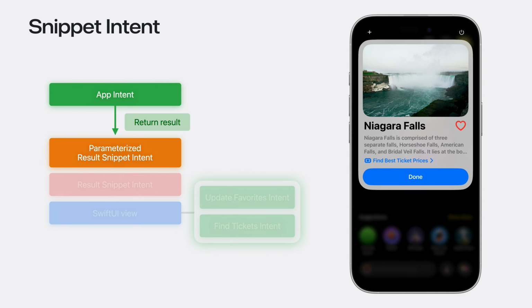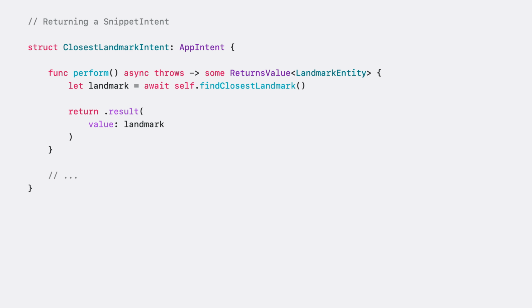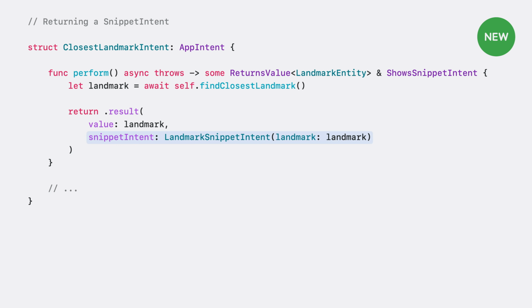Let's implement returning a snippet intent. First, I take the existing intent and add shows snippet intent to its return type. Then, provide the snippet intent using the new parameter on the result method. This tells the system to populate the parameter with the given landmark every time the snippet intent is used.